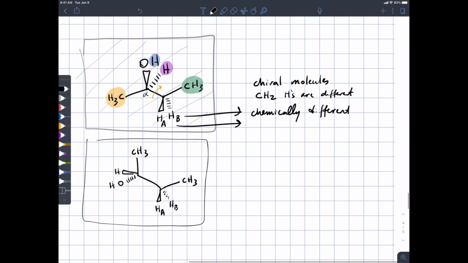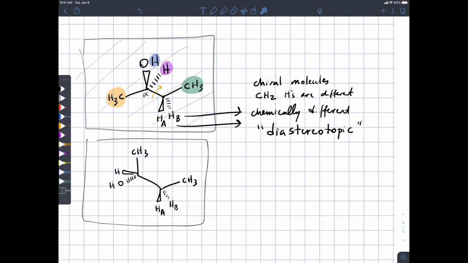We have a word for CH2 protons that are different in a chiral molecule. The word for that, which you encounter in your text, and you will definitely encounter it again when you take Organic Lab 353, is the adjective diastereotopic. These protons are diastereotopic. Topic means shape, and diastereo refers to diastereomer.